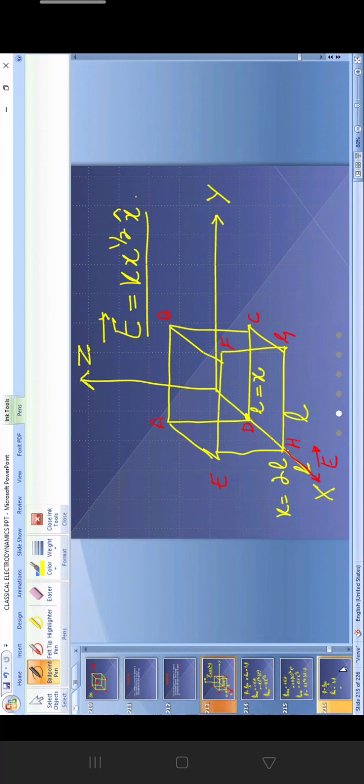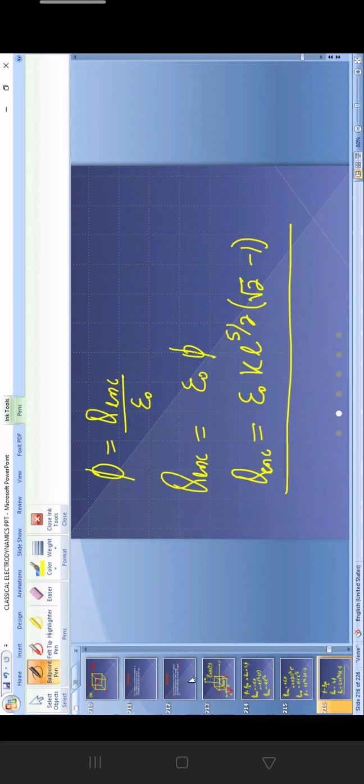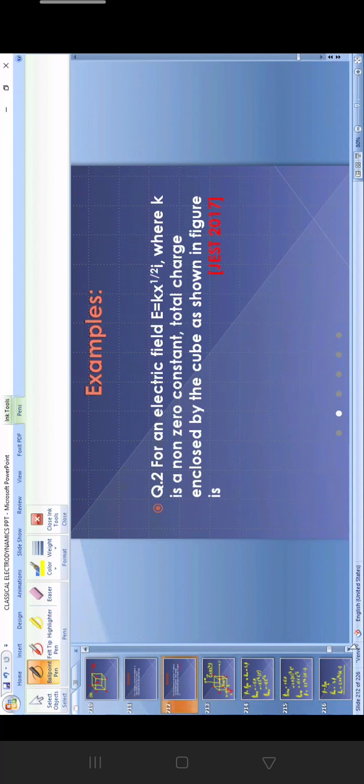Okay. The next is that you want to calculate what? So how much flux came out? It's like this. So here I will write epsilon naught multiplied by K L raised to the power 5/2 multiplied by root 2 minus 1. So this is its answer. This is the answer to the problem. I don't think it's a rocket science problem. Quite easy. It's obvious. It's actually a class 12 or you can say a BSc type problem.